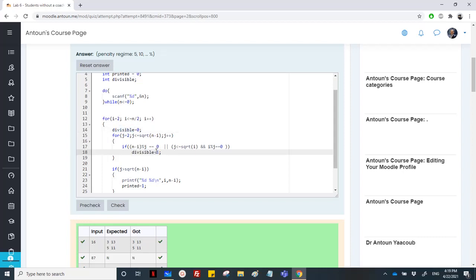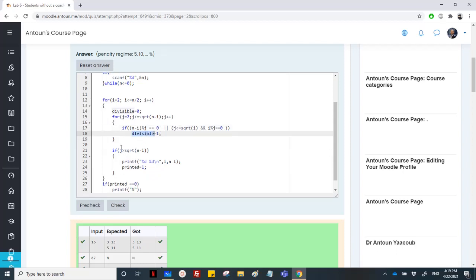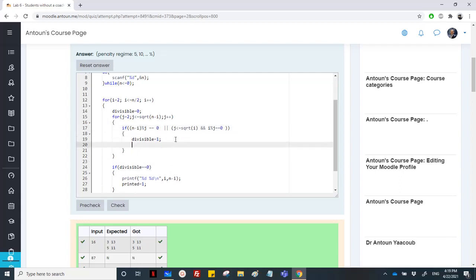Whenever raising my flag, you can also use a break, and then we can check whether divisible is equal to 0. So if I finish the loop and I didn't raise my flag, it means it's still lowered, and I can check this. However, I need to use a break. So you can, for example, make this and use a break. However, I will not use a break here because I want you to learn new stuff.